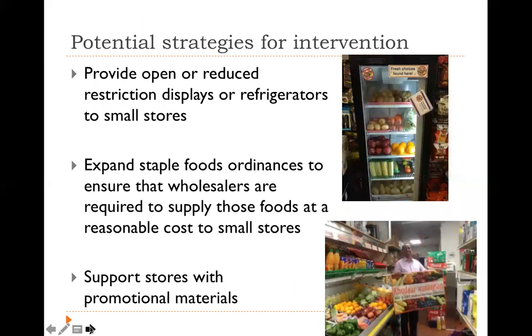Other strategies might be to provide open or reduced restriction displays or refrigerators to small stores, either for free or at reduced costs, and that would at least create some spaces that would be available for non-branded food items. We could think about policy as a kind of approach, which could include expanding staple foods ordinances to ensure that wholesalers are required to supply those foods at a reasonable cost to small stores. And we can also talk about supporting stores that do stock healthier foods with promotional materials. Next slide.